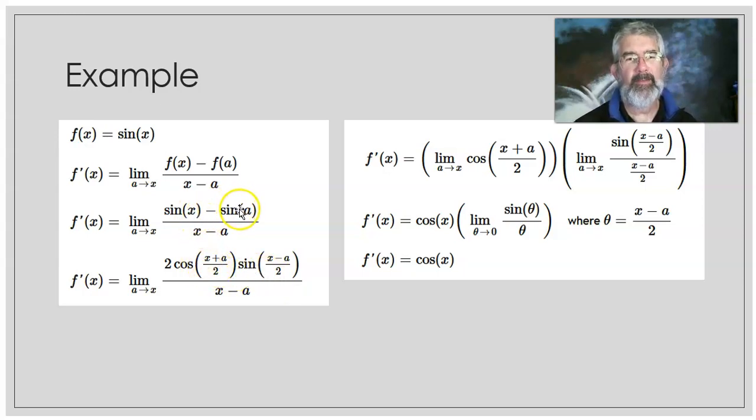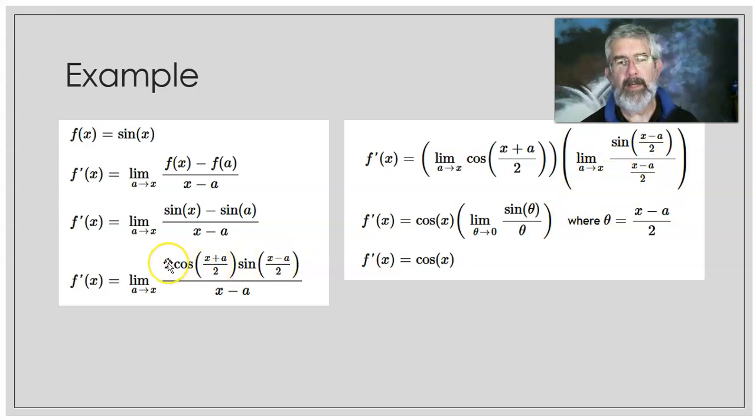The sine of x minus the sine of a is 2 times the cosine of (x plus a) over 2 times the sine of (x minus a) over 2, all over x minus a. I'm going to split this up into two limits because I can write the function here as a product, and so the limit of a product is the product of the limits, provided both of them exist. And this one certainly does exist, the cosine as x goes to a, as we'll see down below here. And then everything else is here.